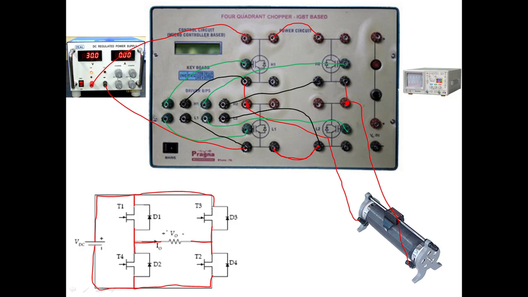So now how to do the experiment? Now here we need CRO also. So this CRO will be connected across the load using the probe to observe the waveforms. Now when we switch on the supply and give some voltage here, maybe like 30 volts, what is shown here, right, 30 volts.